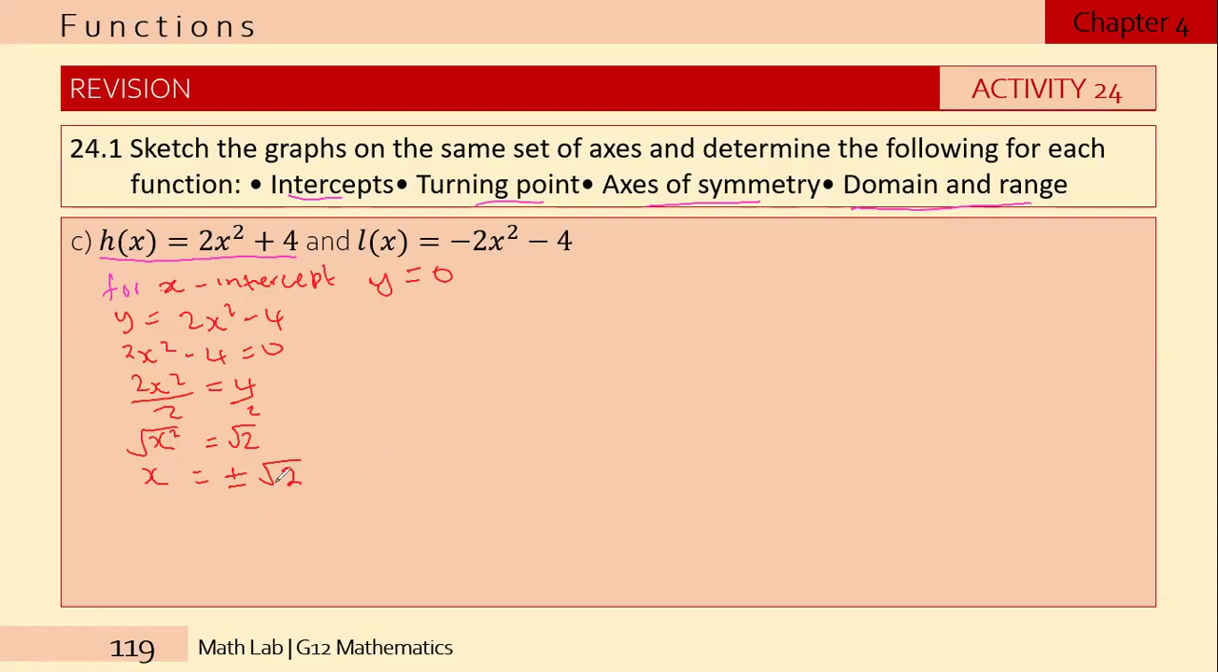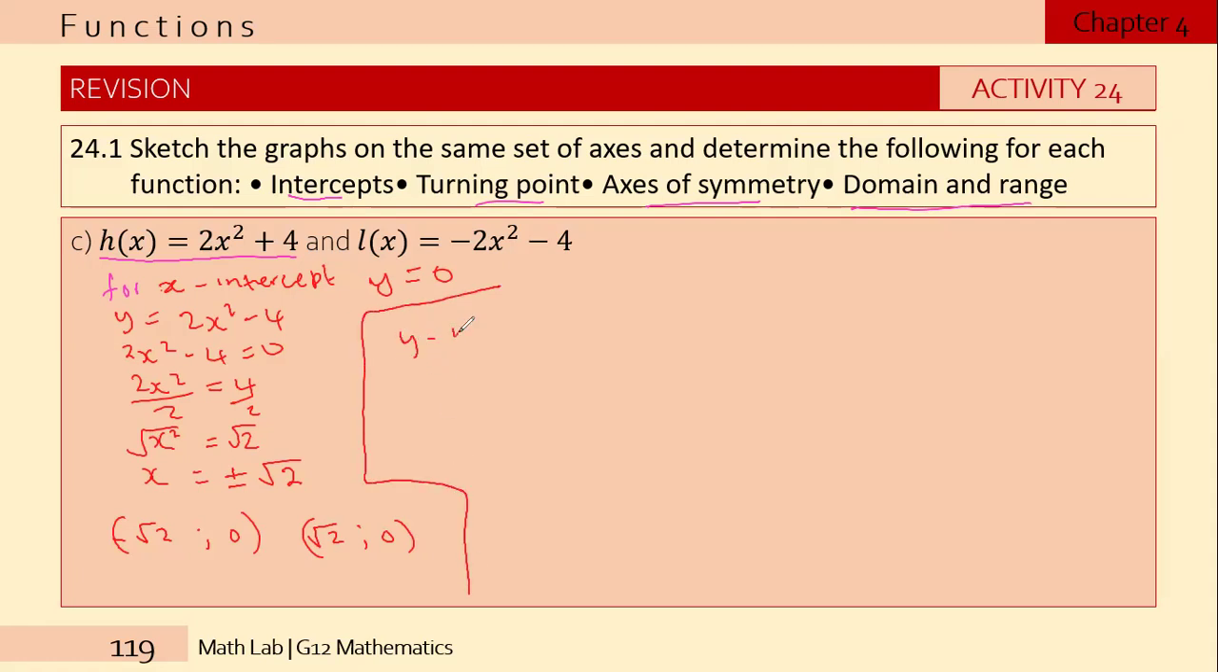So how do you do that? Remember our y is 0 in this case, so it's going to be minus root 2 and 0. This is our first x-intercept, and then the other one you would say root 2 and 0. So this is how you represent your x-intercept. Okay, I hope this is simple.